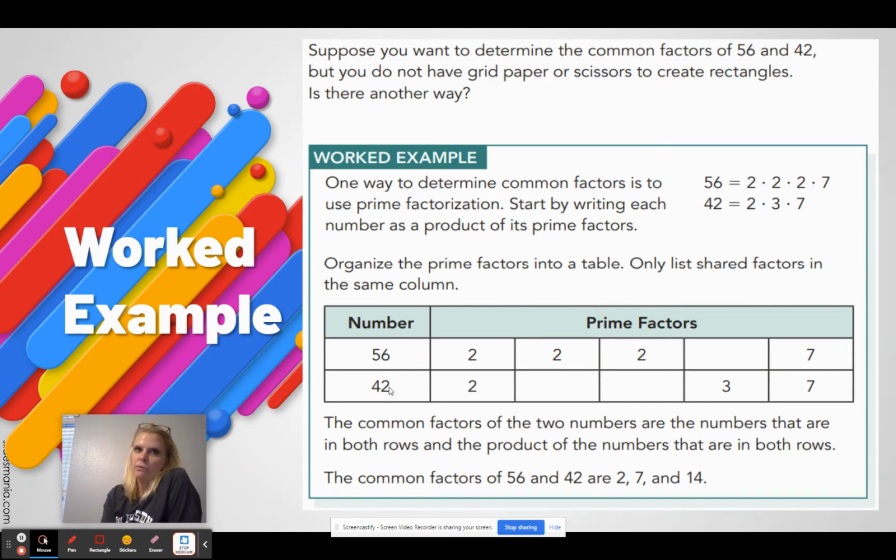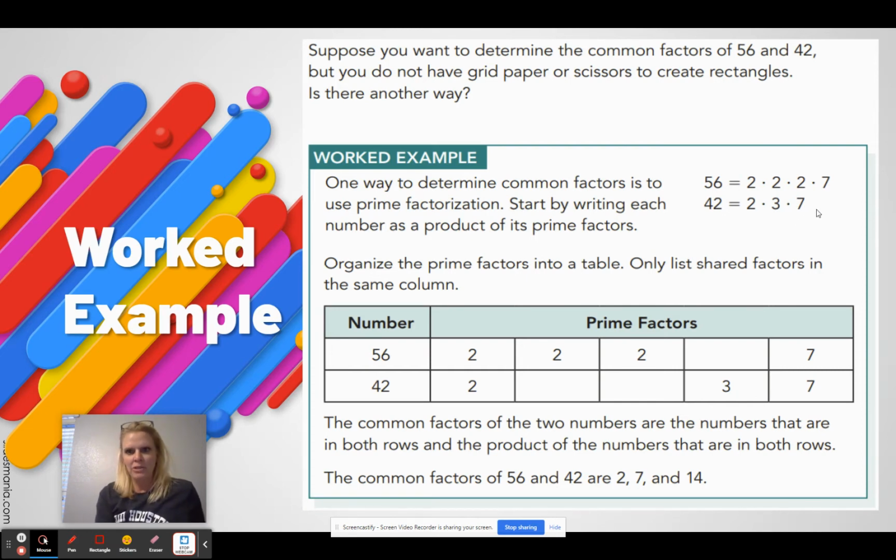We talked about 12 and 16, but we're going to take it up and create it with a little bit of a bigger number. So we're going to do 56 and 42. When I do the prime factorization of 56 and 42, this is what I'm going to get. For 56, I get 2 times 2 times 2 times 7, and for 42, I get 2 times 3 times 7.